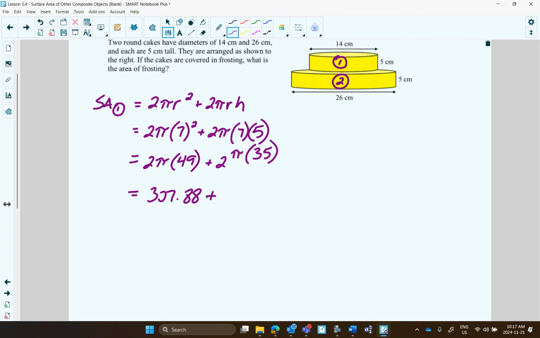So 2 times pi times 35, rounded to 2 decimal places, is 219.91. And when I add those together, 307.88 plus 219.91 gives me 527.79. And this is centimeters squared.